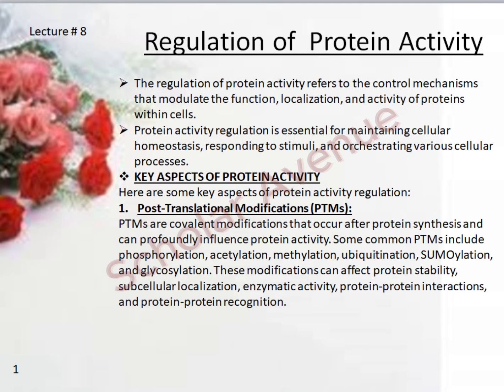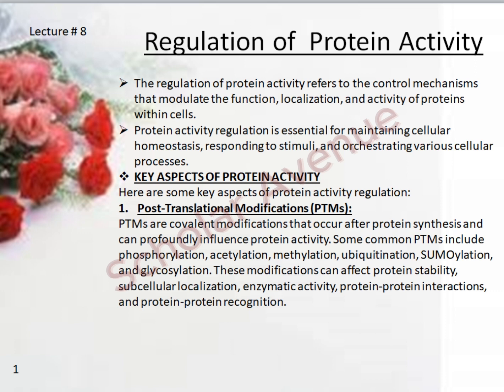Regulation of protein activity. The regulation of protein activity refers to the control mechanisms that modulate the function, localization, and activity of proteins within cells. Protein activity regulation is essential for maintaining cellular homeostasis, responding to stimuli, and orchestrating various cellular processes. Here are some key aspects of protein activity regulation.